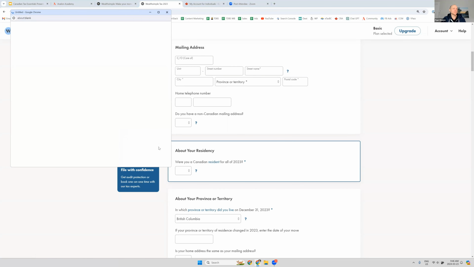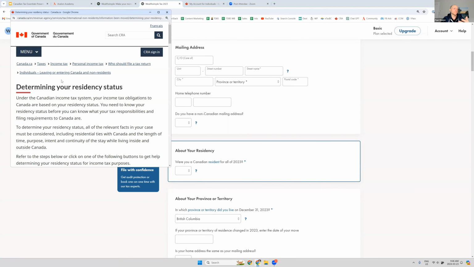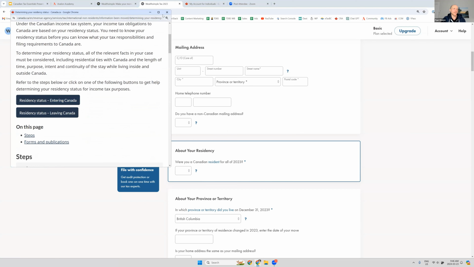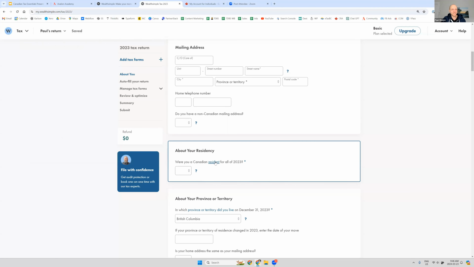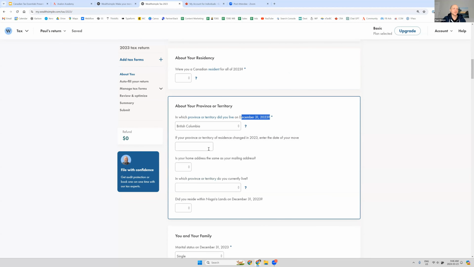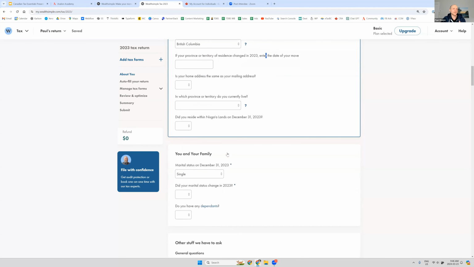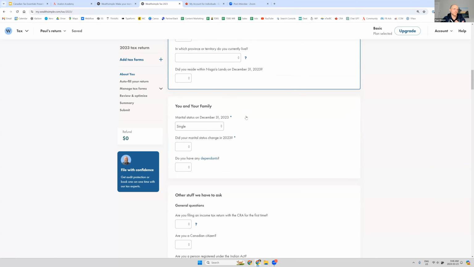And the nice thing is it's got these tool tips. There's a question mark you can click and it highlights the description from CRA on everything that's going to help you understand things. This is why I love this software. It's just, oh shoot, I don't know what resident means. Click it and it'll teach you. Enter your province or territory that you lived in at the end of the last year. Did it change? What date did it change? Is your home address the same as your mailing? All this stuff is fairly straightforward. But again, you can always click the tooltip to figure stuff out.